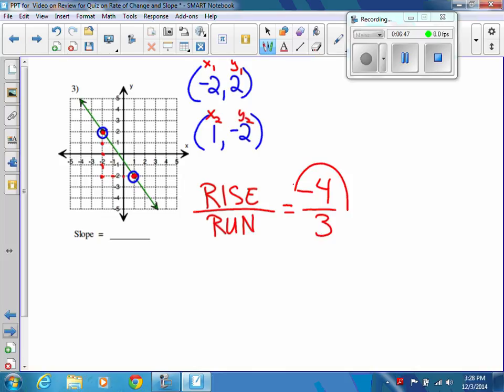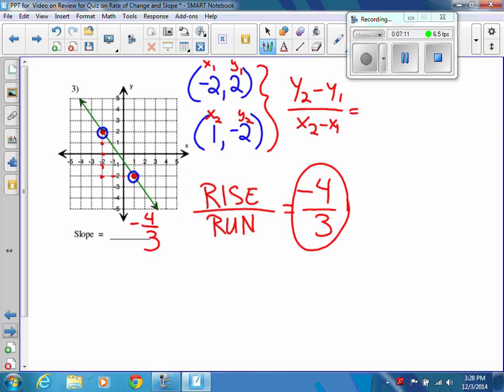I can't simplify this anymore. I can leave it as an improper fraction, and please do so. So it is -4/3. Remember, we're not going to change that into like 1 1/3. It doesn't work that way. So that's my slope. Again, if I wanted to use my ordered pairs here, I would just go ahead and use my y2 minus y1 over x2 minus x1, and I would get my answer that way. I'm still going to come out with -4/3.